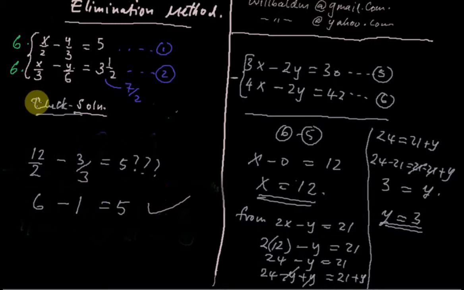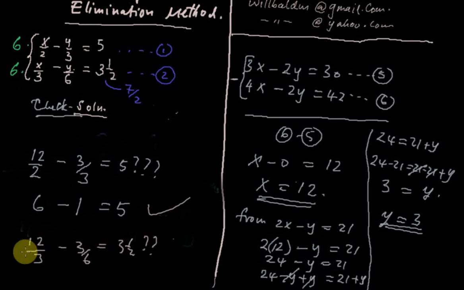Now, suppose we want to check the second equation again. This is x over 3, x is 12 over 3, minus y, which is 3 over 6. Is it equal to 3.5? Now you check. This is 4 minus 1 over 2, because 12 by 3 is 4 and 3 by 6 is a half. 4 minus a half is surely 3.5. And we got it right again.